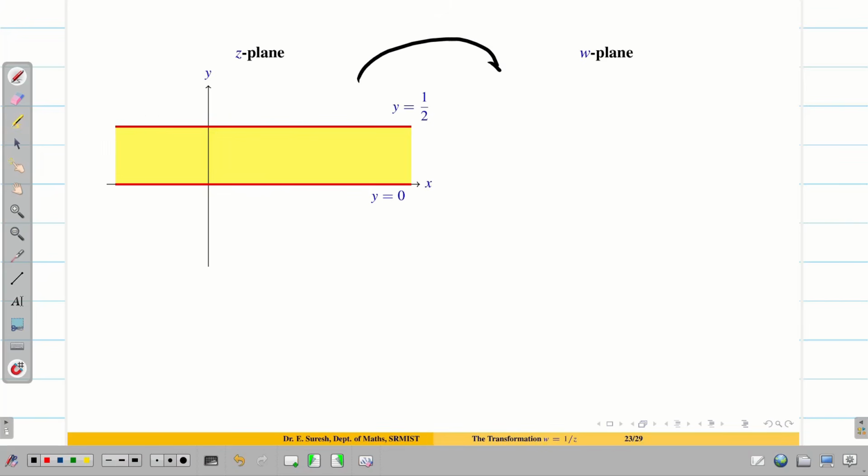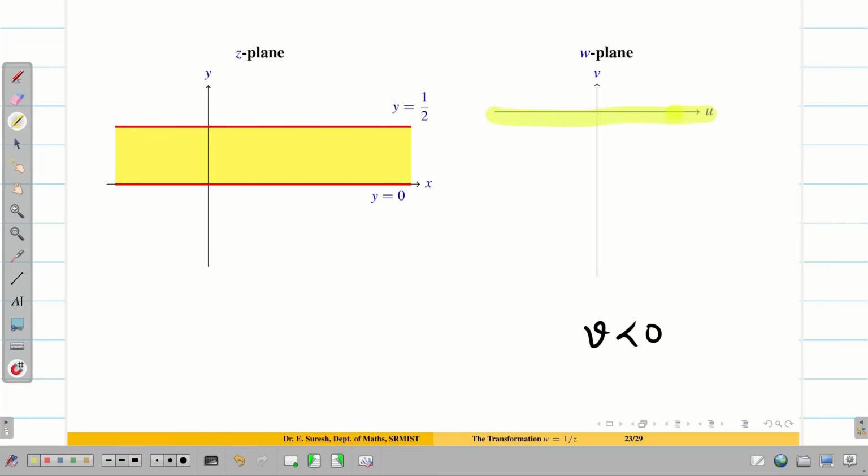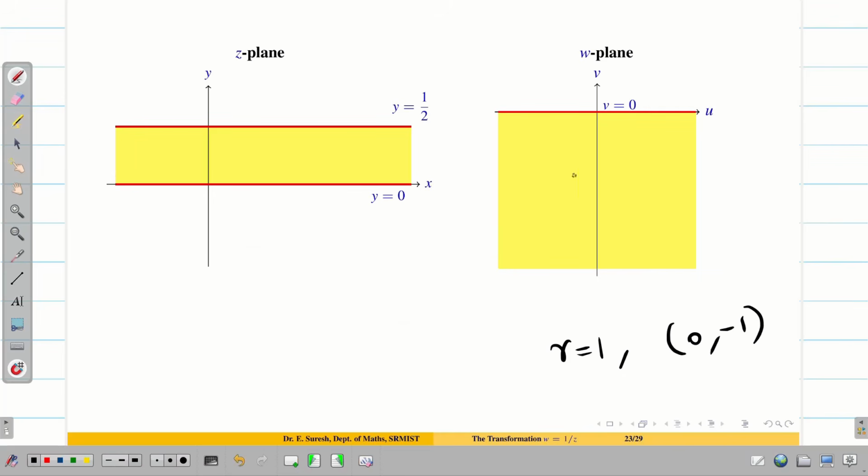Now our job is to find how this is transformed into the w plane under the transformation w equal to 1 by z. At first we have v less than 0. This is my u axis, therefore this is my v equal to 0. Whenever I say v equal to 0, then v less than 0 is the area just below the u axis, the lower half of the w plane. Next one is the circle with radius 1, center 0 comma minus 1. So center 0 comma minus 1 lies somewhere here and I draw the circle.